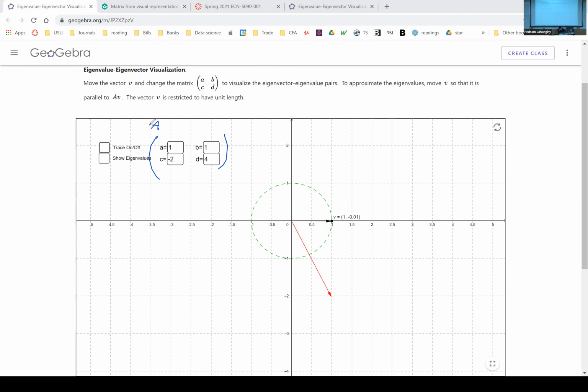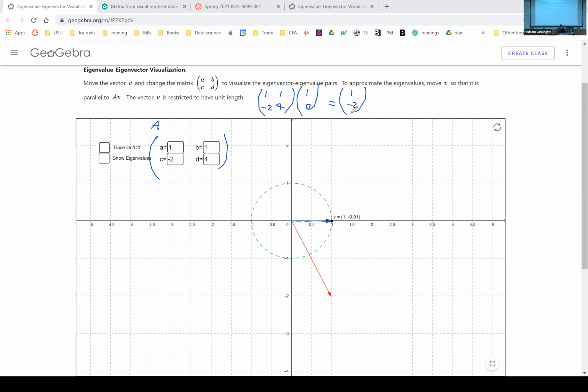So for example, A is 1, 1, minus 2, and 4, and I want to multiply it by V. Let's say my V is here. So this is my V, and V is 1 and 0. Does everyone see that? So this is the vector 1 and 0, right? If I apply this transformation to that vector 1 and 0, what do I get? I get 1 and minus 2. You agree? This is a simple matrix multiplication.